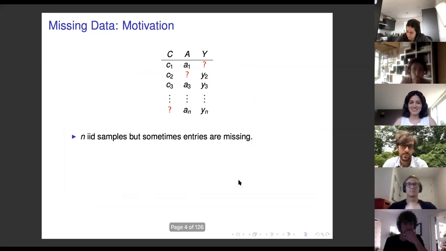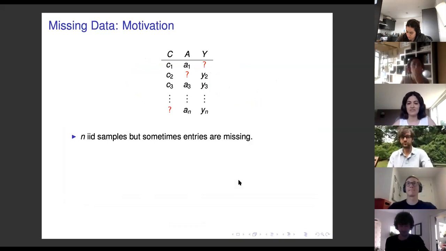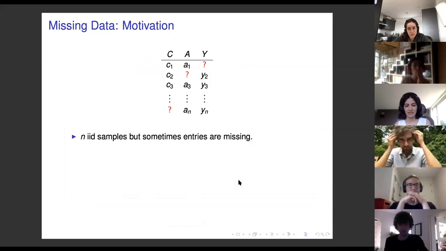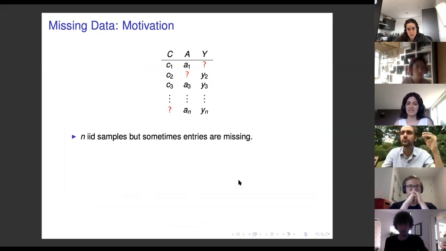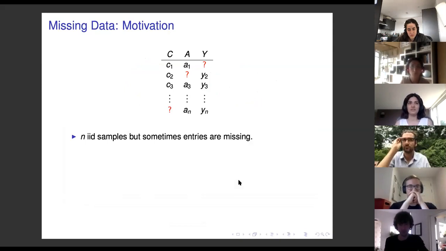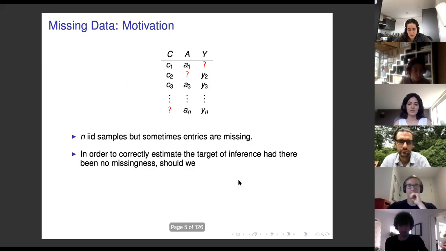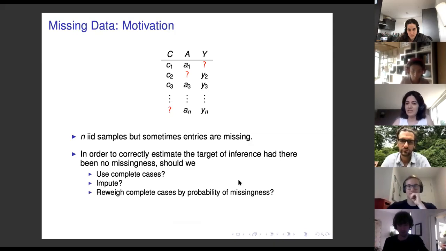Awesome. So, back to missing data. We have some data with IID samples, and we want to perform a task, whether it's prediction or causal analysis, but there are sometimes missing entries for various reasons. There could be dropouts, loss to follow-up, censoring, and so on. So what should we do in order to correctly estimate the target of inference had there been no missingness? Should we try to use complete cases? Should we impute?